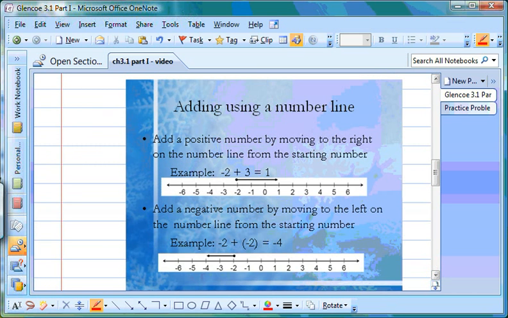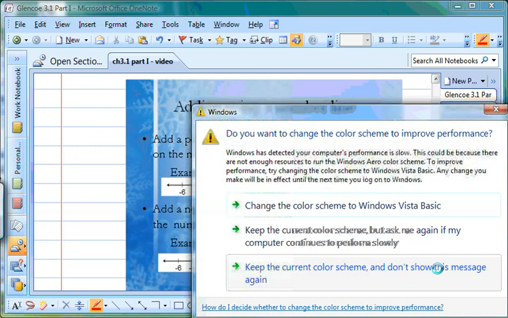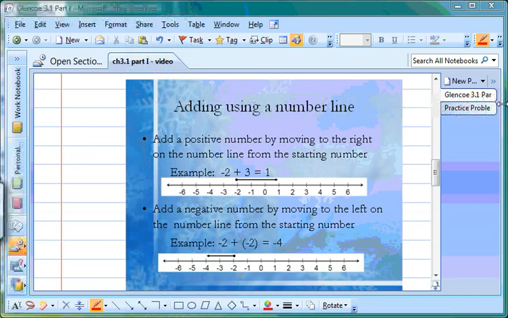So here's an example. The example and the rules together. When you add positive numbers, you're going to move to the right on the number line. And if you're adding negative numbers, you're going to move to the left. So an example of adding a positive number is right here, where we have -2 plus 3 equals 1.